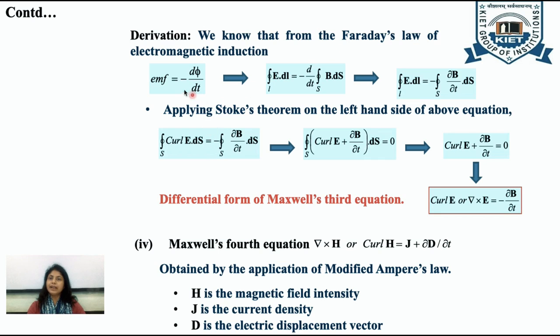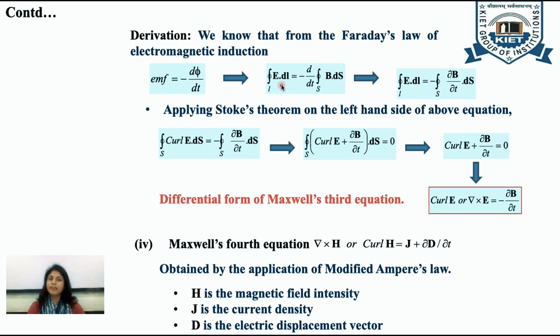We know that Faraday's law of electromagnetic induction is EMF is equal to minus dΦ/dt, where Φ is the magnetic flux. From the second equation we know that Φ is the surface integration of B dot dS, and the integral form of EMF is the line integral of E dot dl.